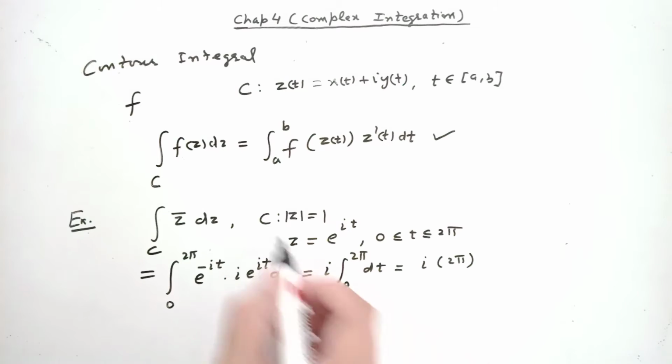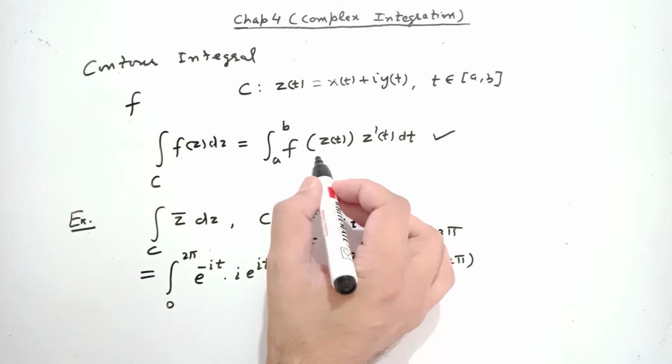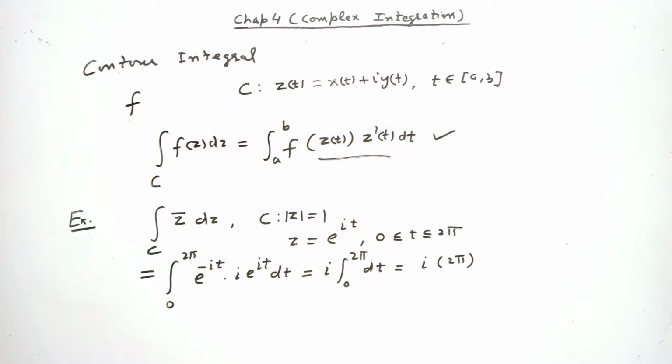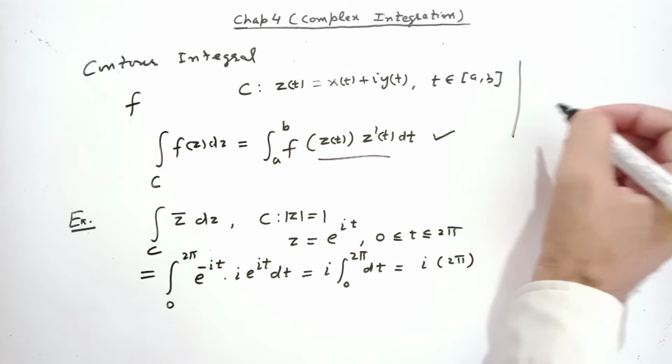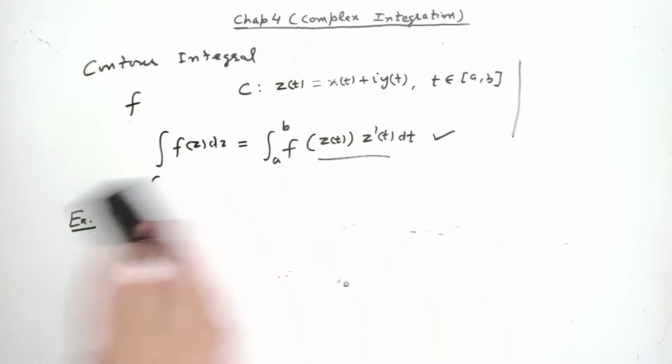Okay, so you need to write your contour in parametric form. After that, use this formula for solving the contour integral. This is one way of solving the contour integral. Another method is the antiderivative method. Okay, let me clean it first.